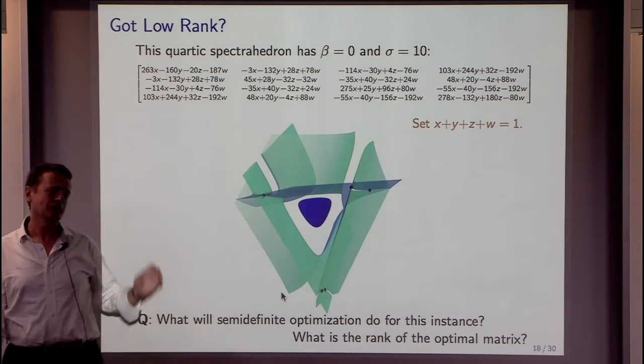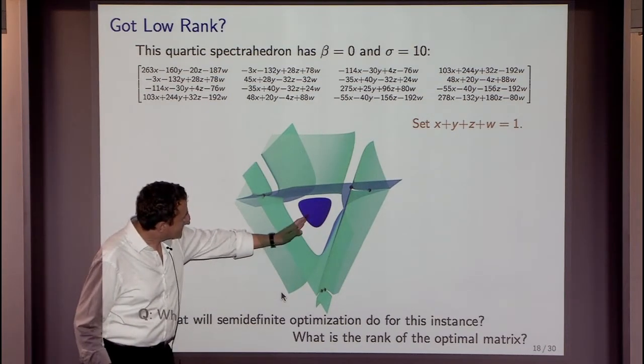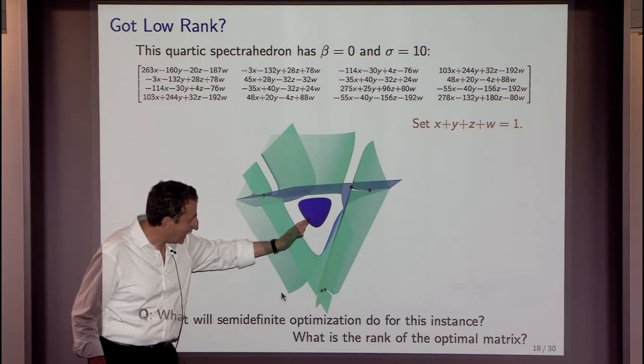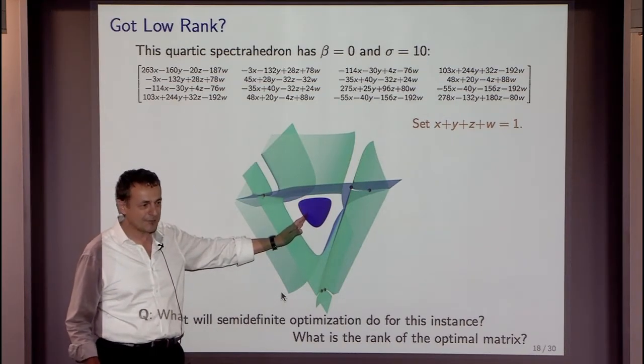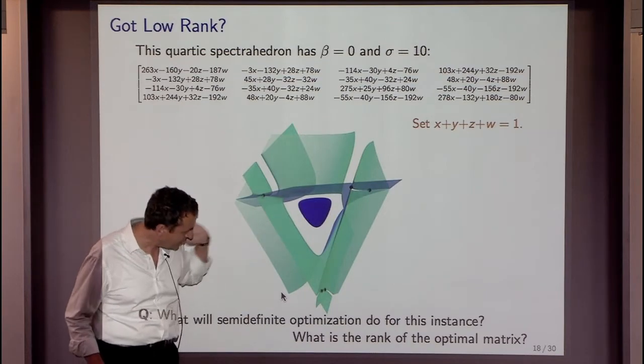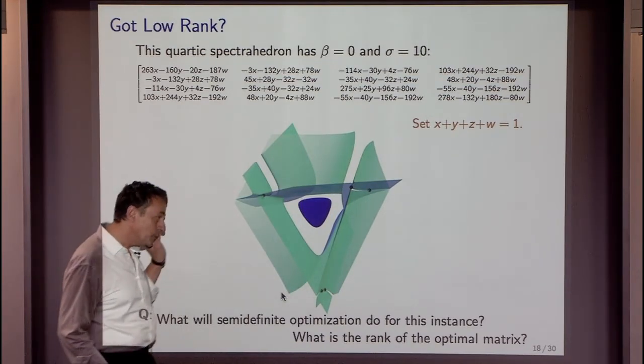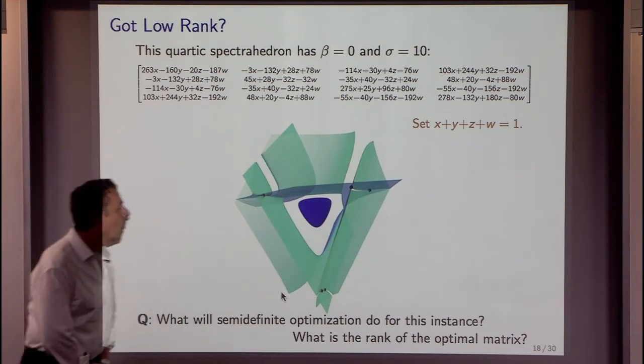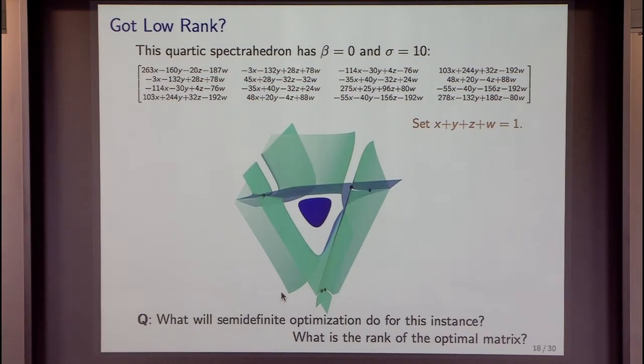Rank 3, I'm sorry, rank 3. This is a 4x4 matrix. I get a rank 3. Every blue point has rank 3. The only rank 2 points are the black points, but they're away from the spectrahedron. So this example shows that unlike in the cubic case, there are instances where the rank may not drop by 2. All the optimal solutions are smooth points.